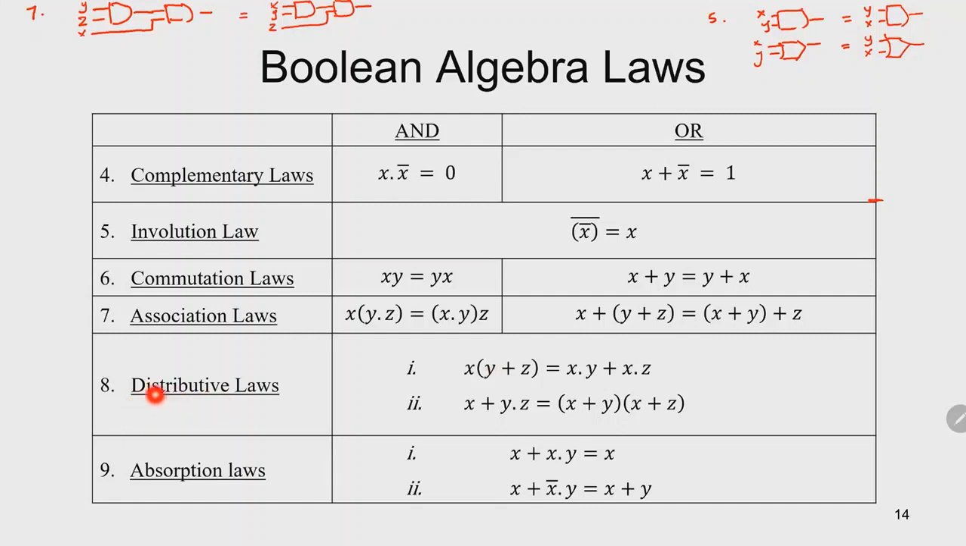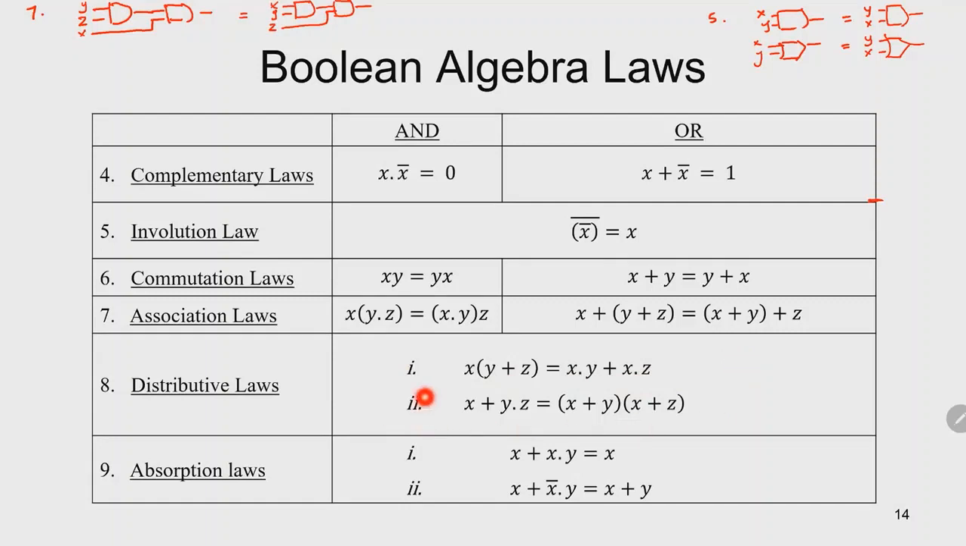Distribution law, or distributive law, there are two. The first one: if x AND with y OR z, this can be expanded just like in your normal algebra. Here we can expand it, which is x times y plus x times z in your normal algebra. So here it will be x AND y, OR x AND z. This is your first distributive law.